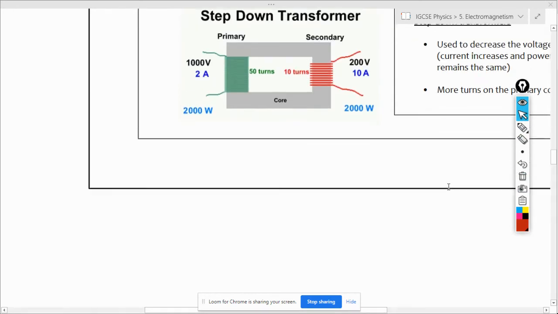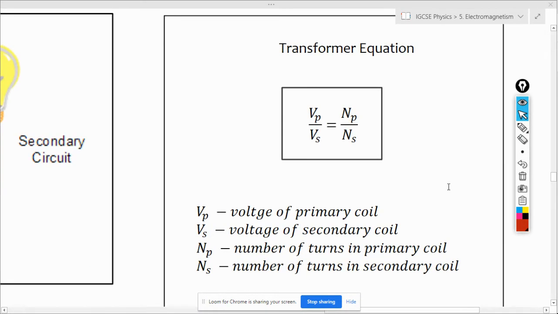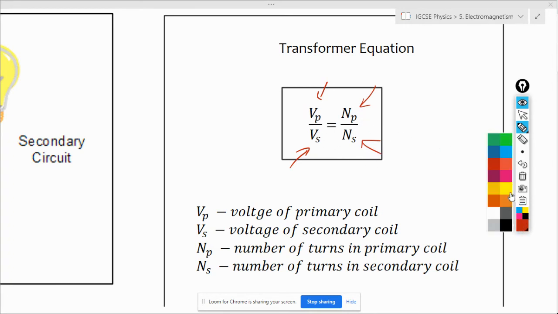There is also, however, an equation you can use, and that is the transformer equation, which just looks like this. This just means the voltage of the primary divided by the voltage of the secondary is equal to the number of turns on the primary divided by the number of turns on the secondary. In any question, you will have one of these that's unknown. Maybe it's the voltage of the secondary, and you would just have to rearrange this to solve for that. Or you can just use the short way of doing it, which I showed you earlier, whichever you prefer.